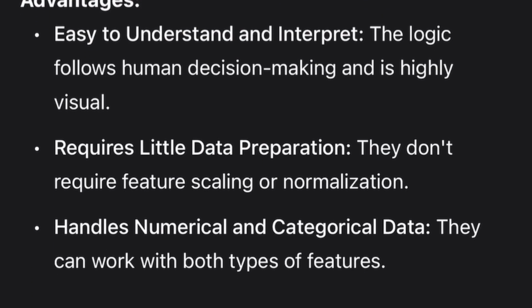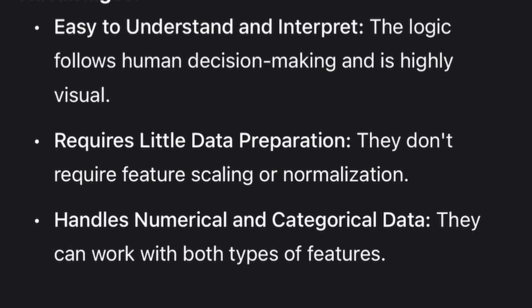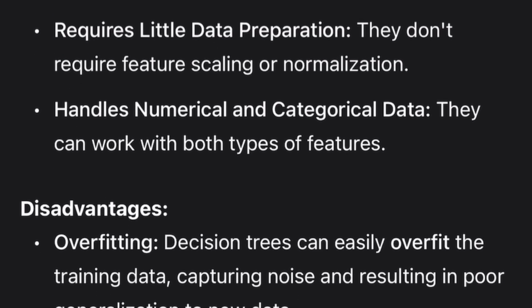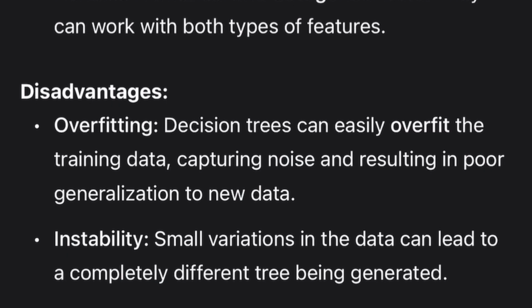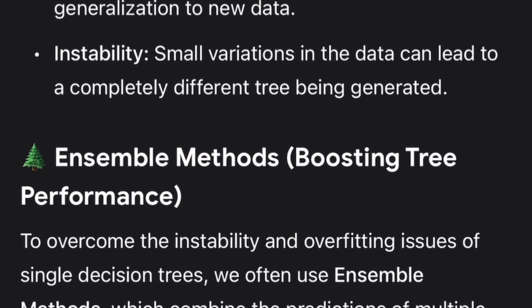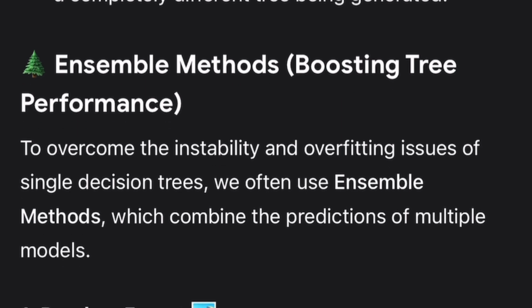Advantages. Easy to understand and interpret; the logic follows human decision making and is highly visual. Requires little data preparation; they don't require feature scaling or normalization. Handles numerical and categorical data; they can work with both types of features. Disadvantages. Overfitting. Decision trees can easily overfit the training data, capturing noise and resulting in poor generalization to new data. Instability. Small variations in the data can lead to a completely different tree being generated.